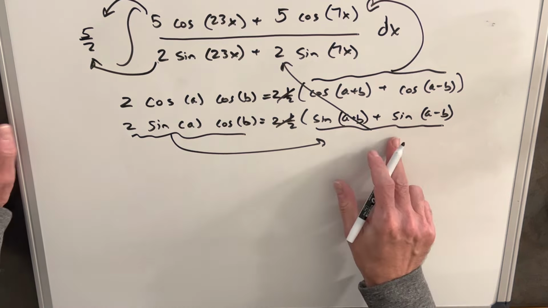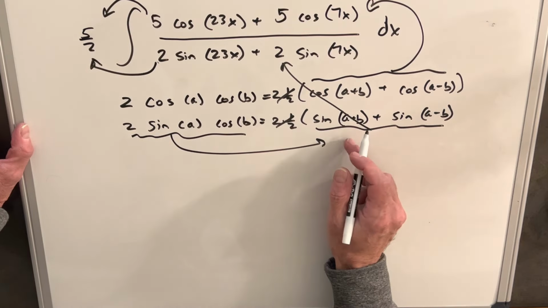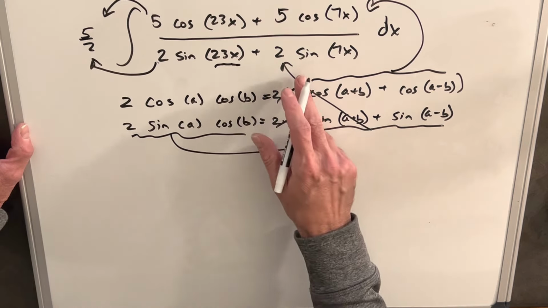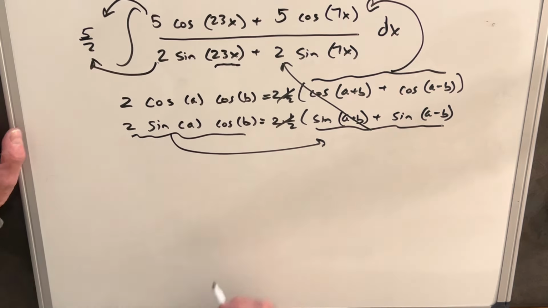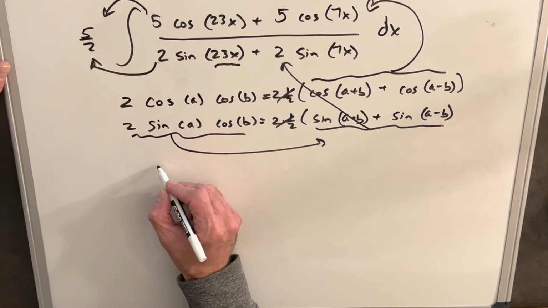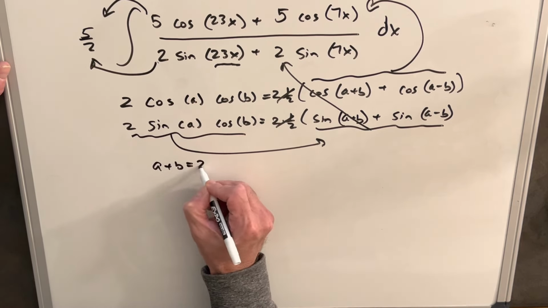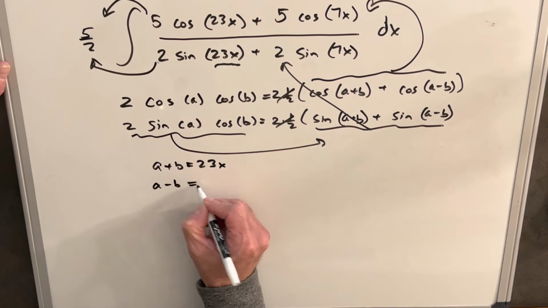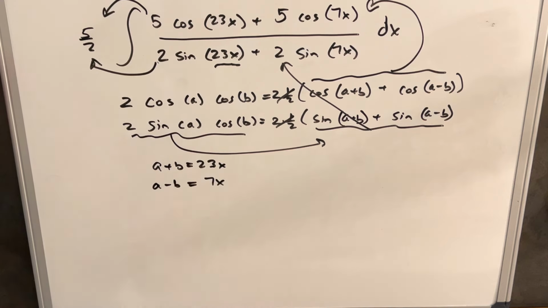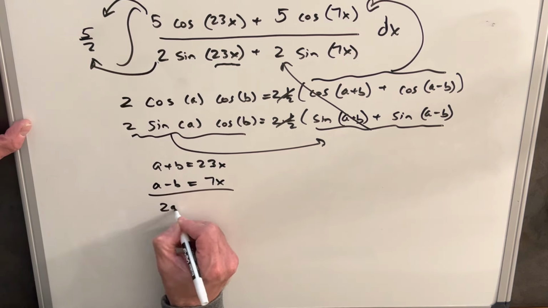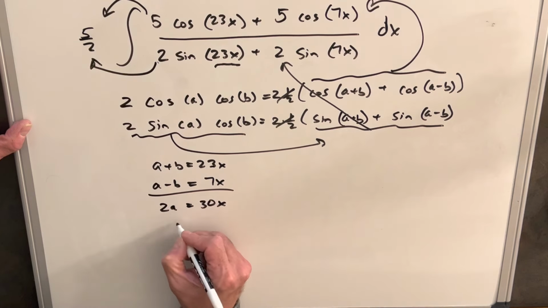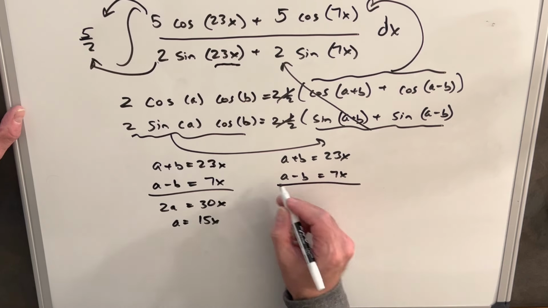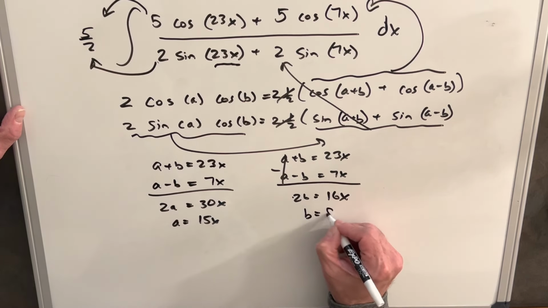So now, in order for us to use this formula and have this match up, we're saying a plus b is going to be 23x, and a minus b is going to be 7x. So we can just do some simple algebra to solve that. If a plus b equals 23x and a minus b equals 7x, let's just add these equations together, and we'll have 2a equals 30x, so a equals 15x. Next we can do something similar. We just subtract both equations, so then b equals 8x.